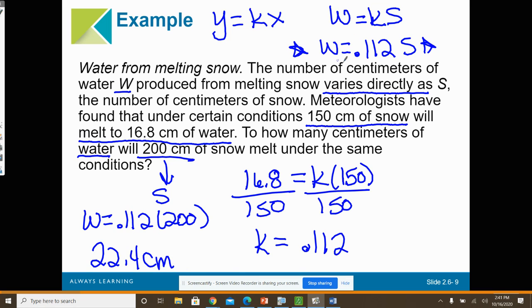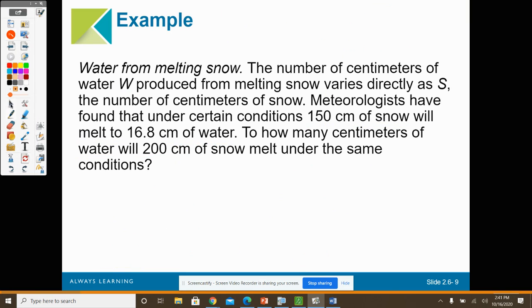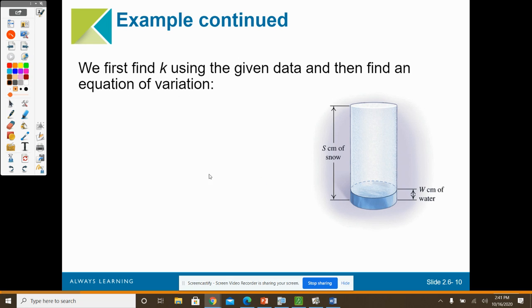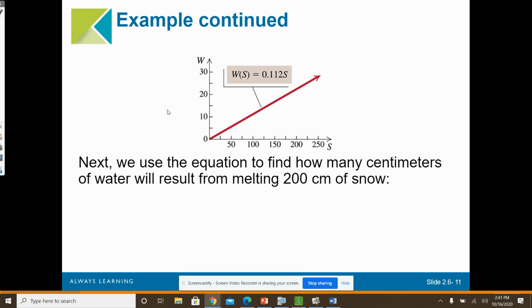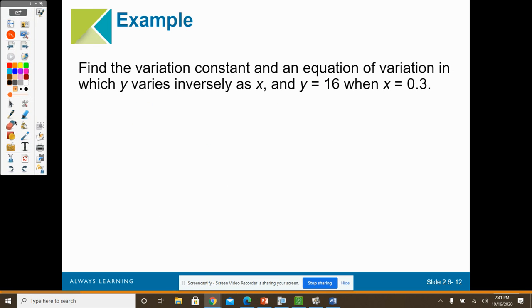So we wrote our equation, we found the fun fact, figured out what K is, read some more, plugged it in, used our new equation to solve a problem. Okay? Oh, that's what we just did, a little picture. Did that too. All right, next one.